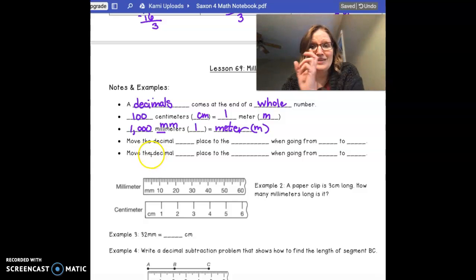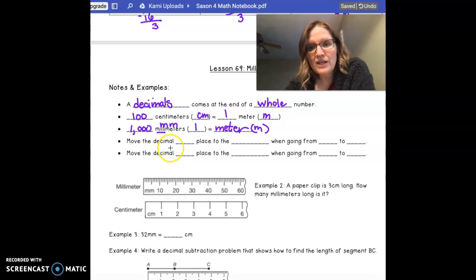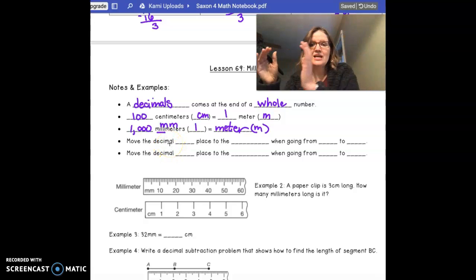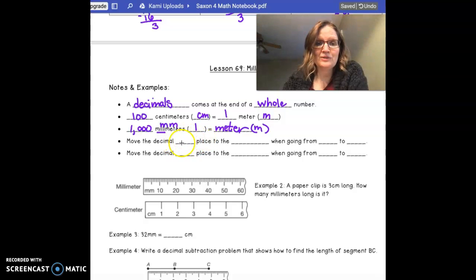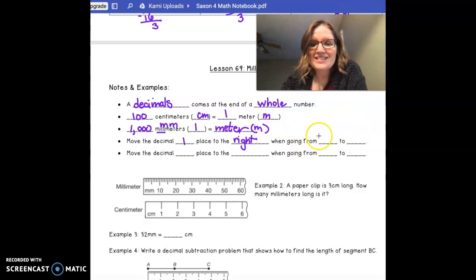Now, this is where decimals come in. When we are wanting to convert between centimeters and millimeters, we do a trick. We move our decimal one place to the right when going from centimeters to millimeters. Now, the opposite goes true when we move the decimal one place to the left, when we're going from millimeters to centimeters.